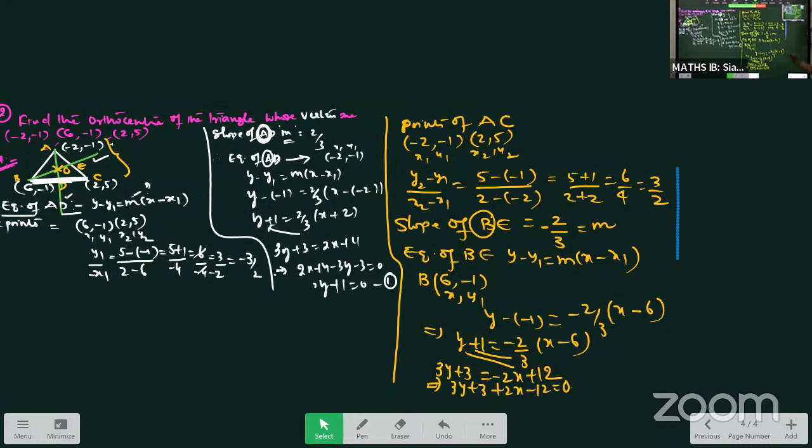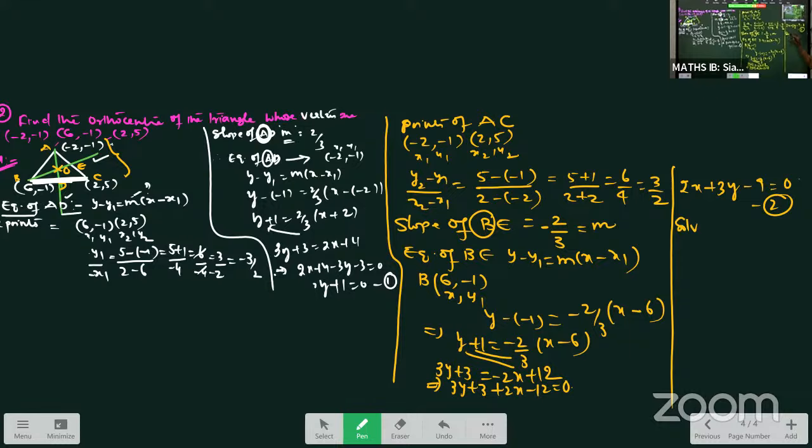So now this is becoming 2x plus 3y and 3 minus 12, that is -9, is equal to 0. This is equation number 2. Solve 1 and 2. Then what is the first equation we have here?